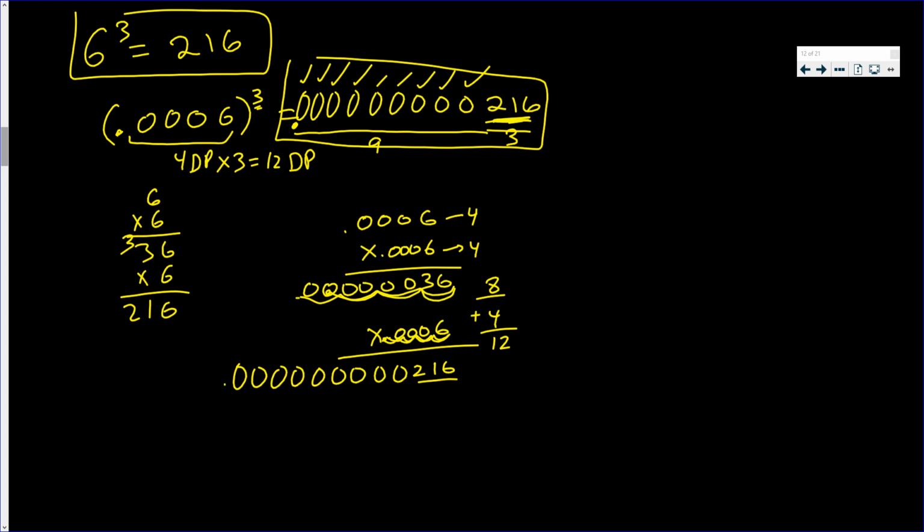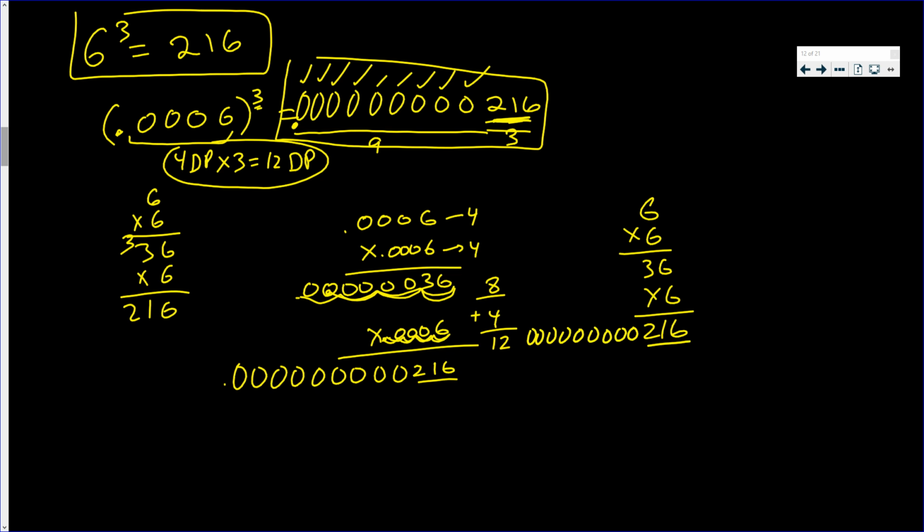But I did it much quicker. I just did 6 times 6 is 36, times another 6 is 216, and then I played this decimal game and I said, oh, it has to be 12 decimals. This is 3, I add 9 more: 5, 6, 7, 8, 9, 10, 11, 12 decimal. There's the answer.